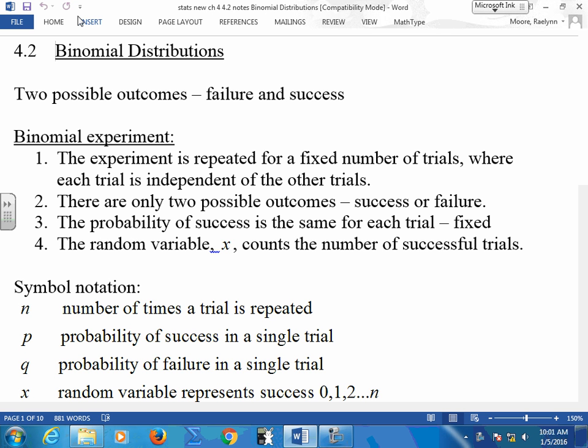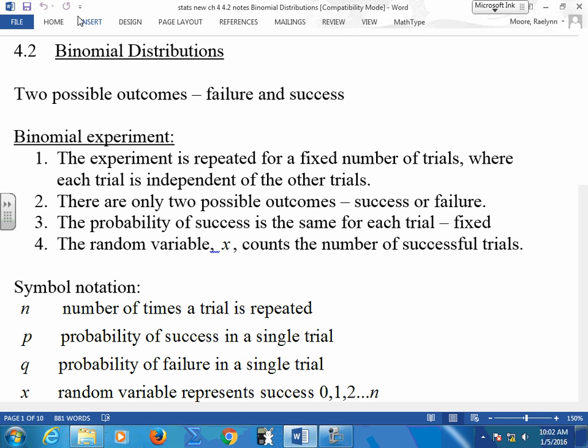One of them is the 2 possible outcomes, success or failure. And if you remember back from Algebra 2, you probably called it P and Q. P for success, Q for failure. This experiment is repeated for a fixed number of trials, that's your N. And each trial is independent of the other trials, so the probabilities are not going to change. The probability of success stays the same, it stays fixed.